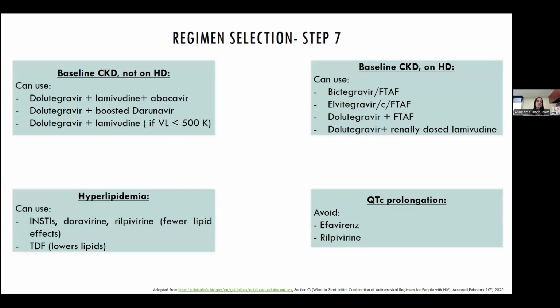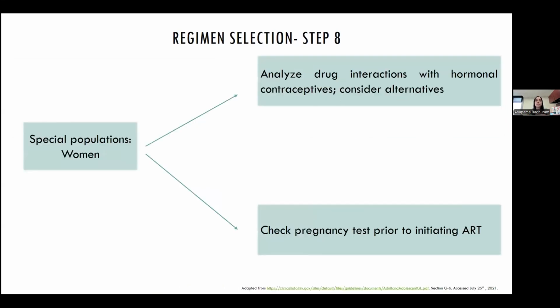I just put a list here of little things. I'm not going to go into detail on this, but there are options to be used if you have baseline chronic kidney disease, not on dialysis. Even if you're on dialysis, there are options for those who have hyperlipidemia. There are some of these classes that are more lipid friendly than others, particularly old tenofovir, TDF, actually lowers your lipids, whereas new tenofovir does the opposite. So you might have to make adjustments taking all this into consideration. If you have prolonged QT, then there are certain drugs that you would avoid.